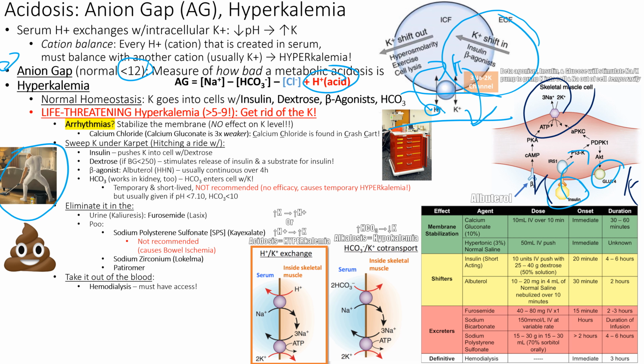Okay, and then a beta agonist. This works over 4 hours, right? So they have a breathing treatment. A beta agonist opens up the airways, but it's not because you're opening the airways. You're trying to lower the potassium level.